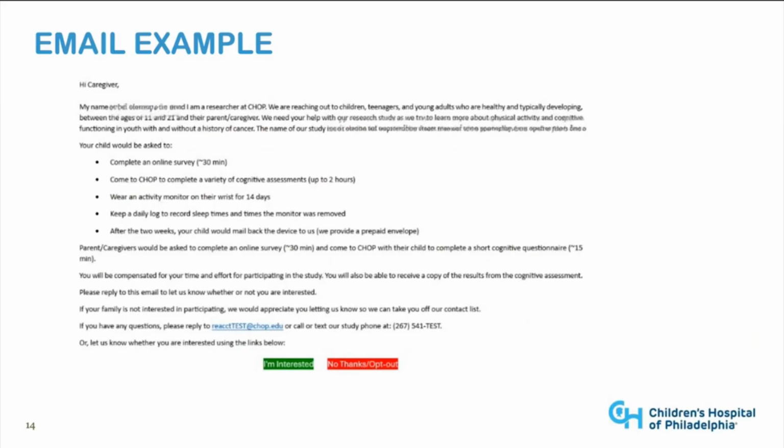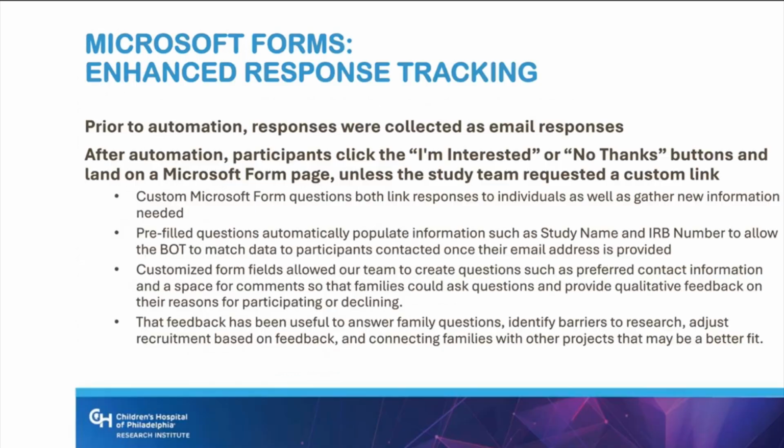This is just a high-level example of what our emails look like. Again, the text is really user-friendly. Being able to also get data on the back end to see who's opting in and who's responding to different emails helps us tweak our process to make sure that our emails are engaging to families. And then we link to Microsoft Forms, which enhances response tracking.